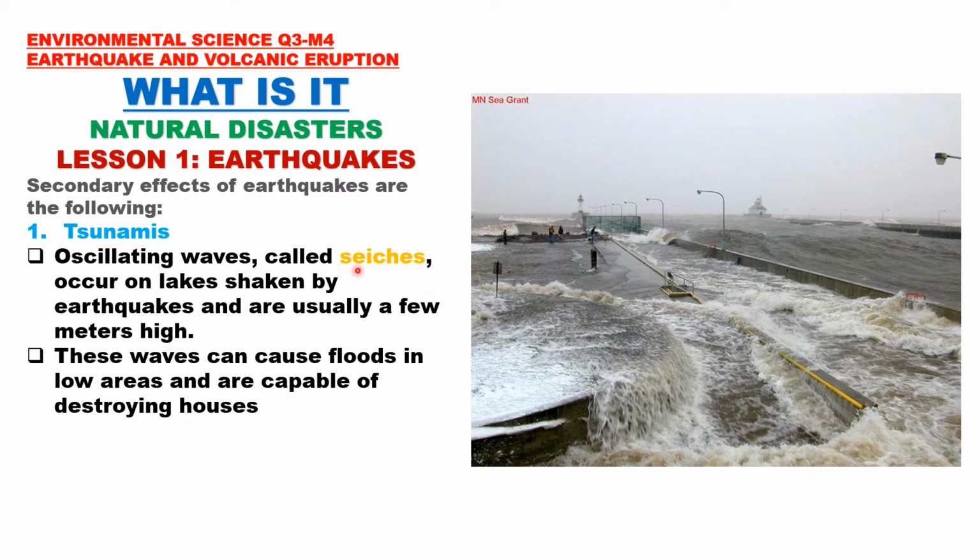Oscillating waves called seiches occur on lakes shaken by earthquakes and are usually a few meters high. These waves can cause floods in low areas and are capable of destroying houses. The picture on the right shows an example of seiches.